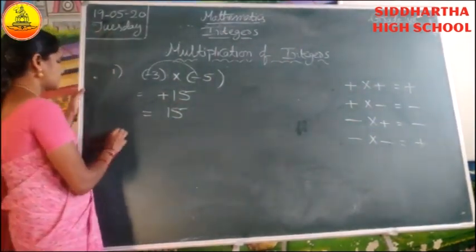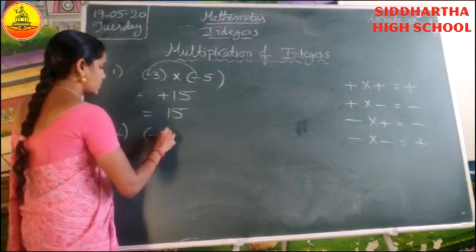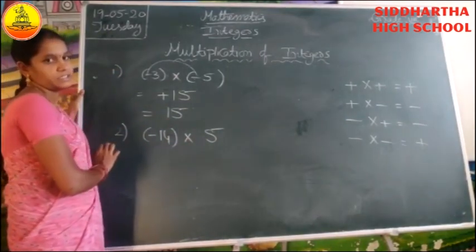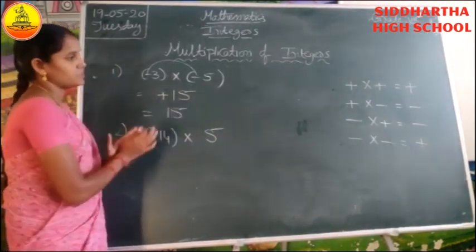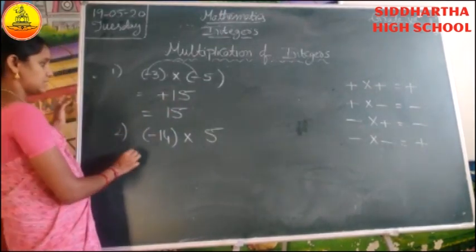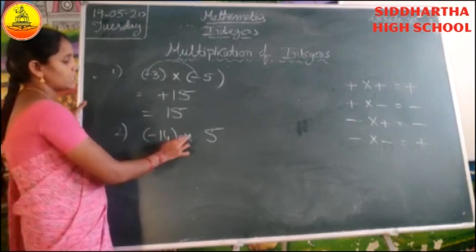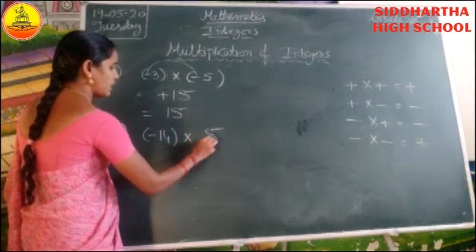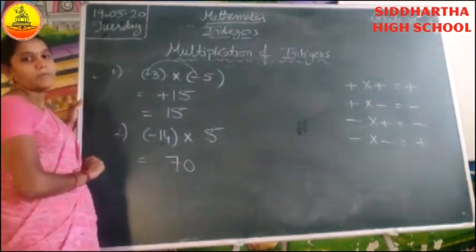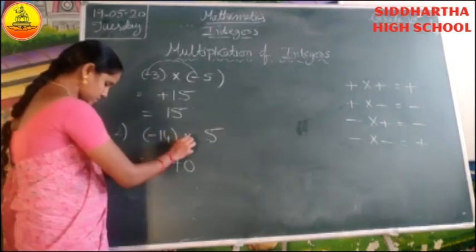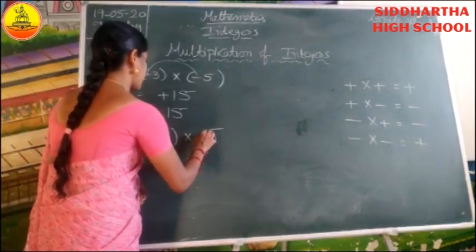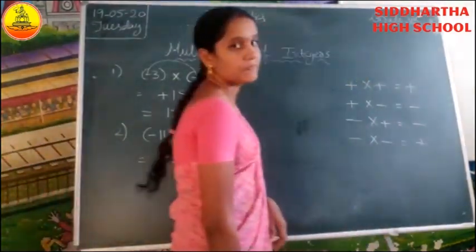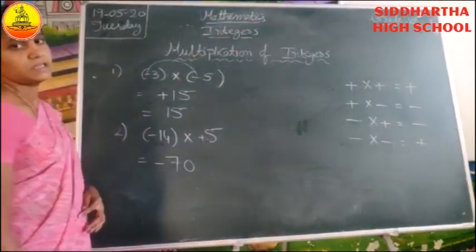Second sum. Minus 14 into 5. This is the negative integer, this is the positive integer. One negative integer and one positive integer gives a negative integer. See here, first you multiply the numbers. 14 into 5, how much? You will get 70. Now multiply the signs. Here minus sign, here no symbol is there, so which sign do you keep? Plus. That means minus into plus. What is the sign of minus into plus? Minus. So keep minus.